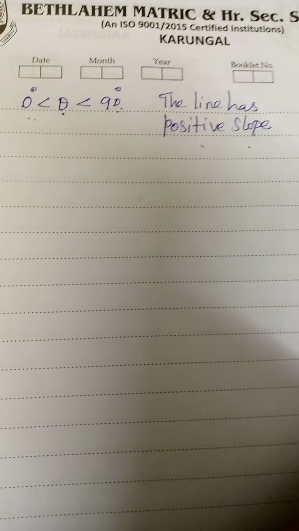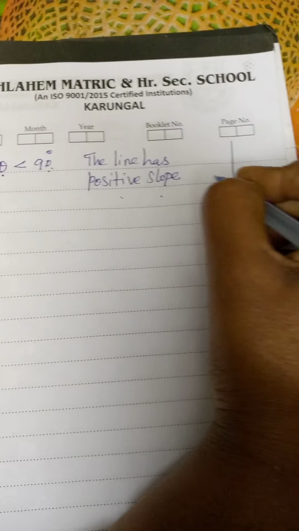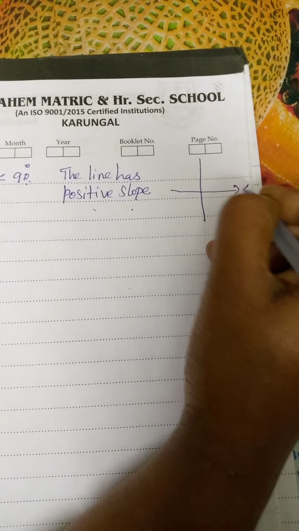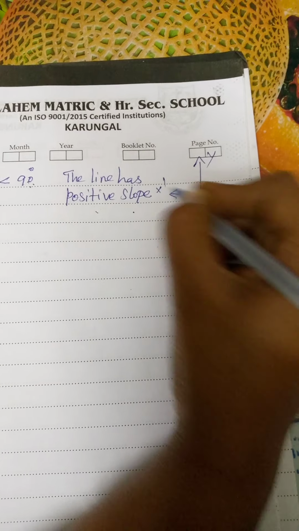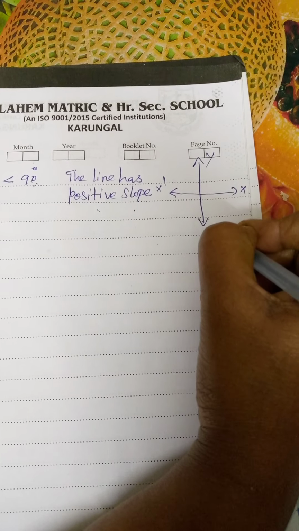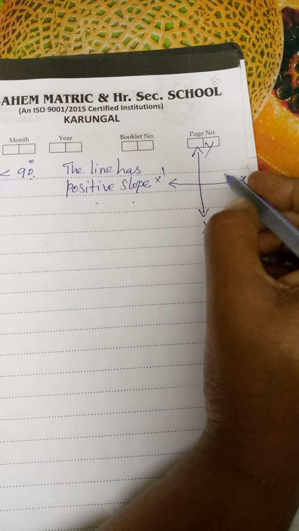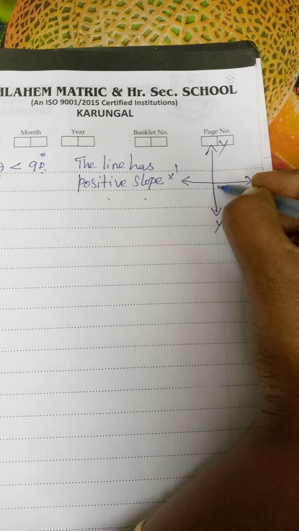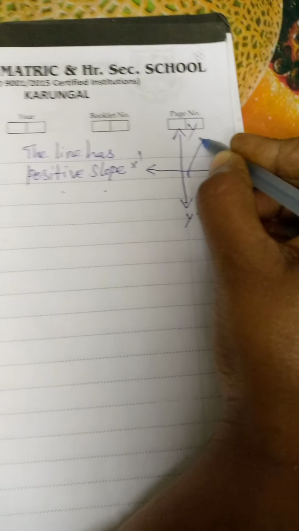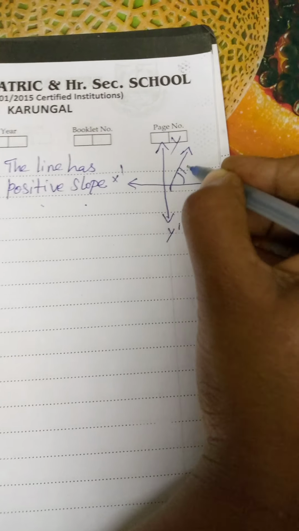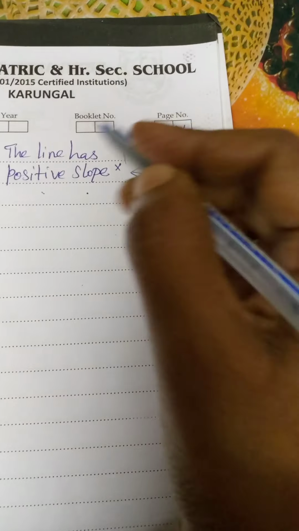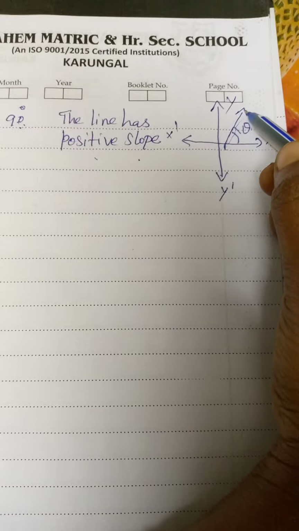Okay. The diagram will be x-axis, y-axis, here x dash, y dash. The line has positive slope. Let us draw the straight line here. Okay, the direction is positive. The line has positive slope.